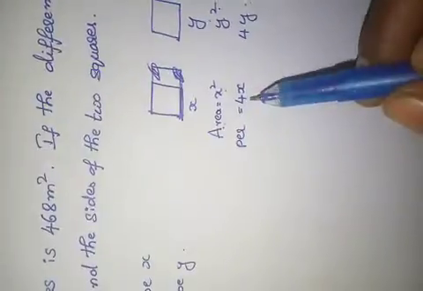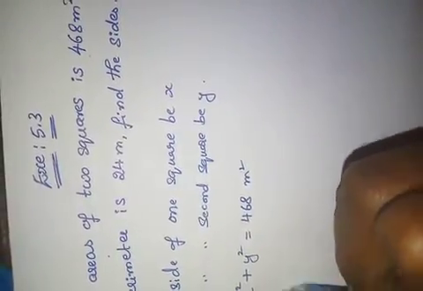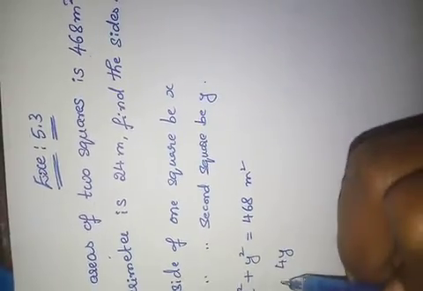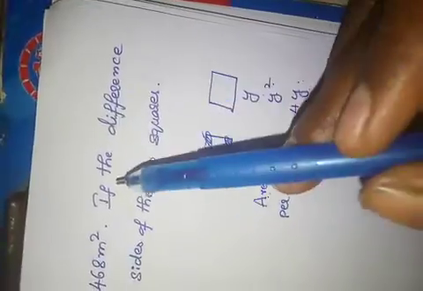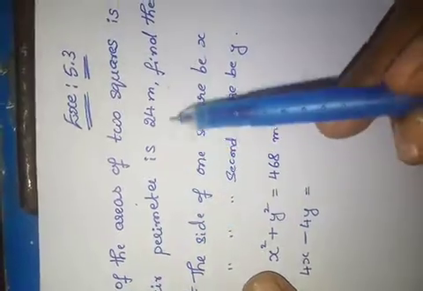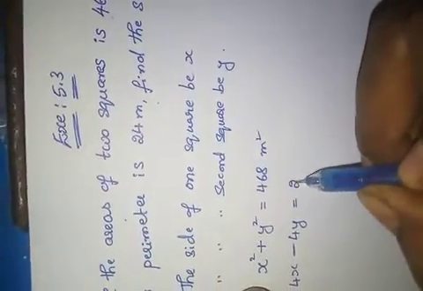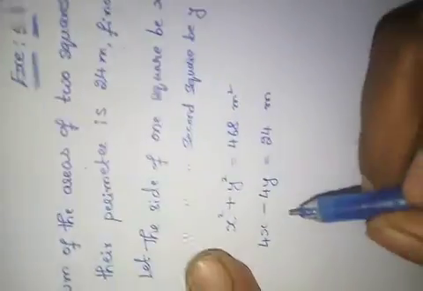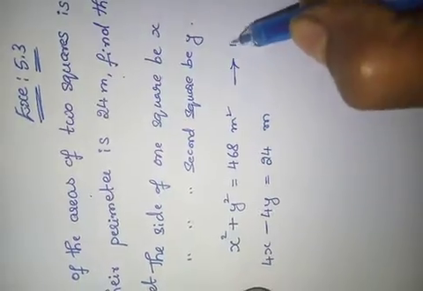Then what have they said? If the difference of their perimeters, what are the perimeters? 4x and 4y. Difference means what? Minus. What did they say? If the difference of their perimeters is 24 meters. 24 meters. See here, let it be equation 1.